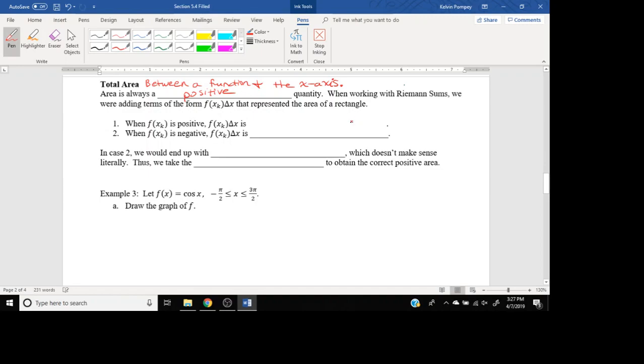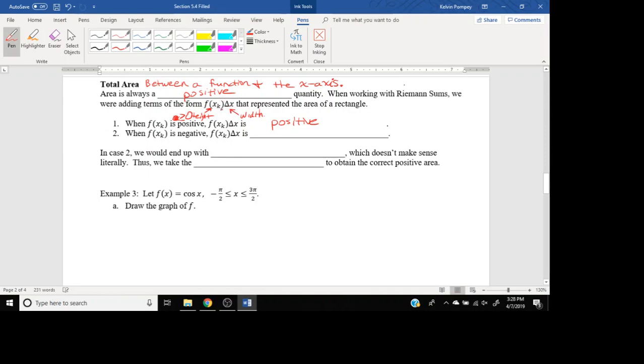But when working with Riemann sums, remember we were adding terms of the form f of x of k times delta x, right? So f of x of k was like the height of the rectangle, and delta x was like the width. Those are multiplied together, and we add those terms up, and that represents the area under the curve, using those areas of rectangles that we sum up. Well, when our function f of x of k is positive, greater than 0, then f of x of k times delta x is also positive, because delta x is always going to be a positive value because it represents a width.